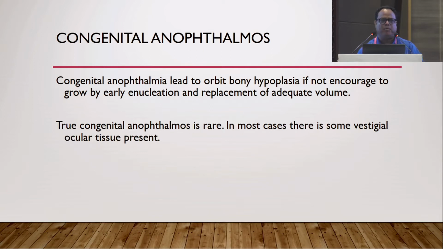Second is the volume of the orbit. Congenital anophthalmia leads to orbital bony hypoplasia. If we want to prevent bony hypoplasia, we can go for an expander. True congenital anomaly, of course, is rare, so this is a gift for us. Sometimes it is associated with a microphthalmic eye with a cyst.